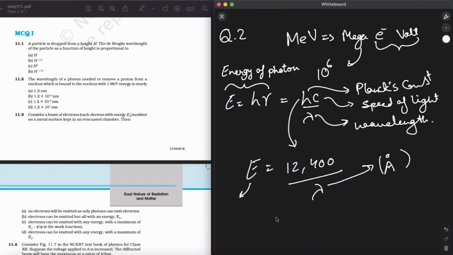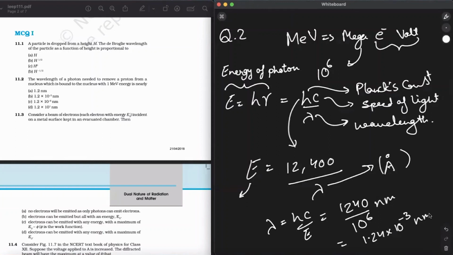Solving from here, lambda will be equal to hc upon E, and it will be 1240, because we have to calculate lambda in nanometer, and the energy given was 1 mega electron volt, right? So energy is 10 to the power of 6. What will be our answer? It will be 1.24 into 10 to the power of minus 3 nanometer. Yes, option number B is the correct answer.